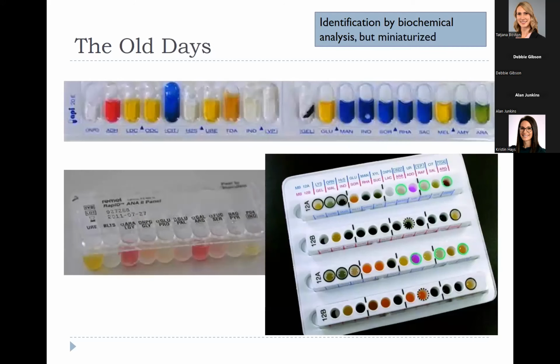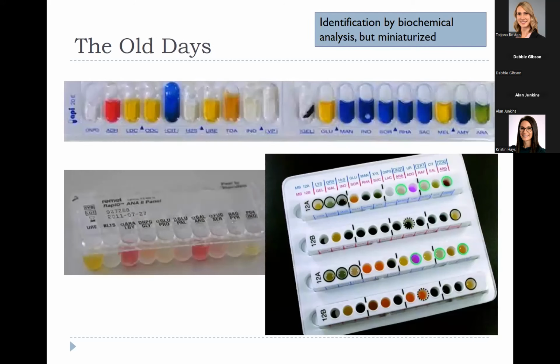Things got a little bit better in the old days. What we did is we miniaturized it. This is all the exact same tests. Here's your citrate utilization, here's your mannitol fermentation over here. You've got all the same tests going on, it's just that we made it smaller so we can get a whole lot more in one space. It was a lot easier to work with than having to make up all those tubes.